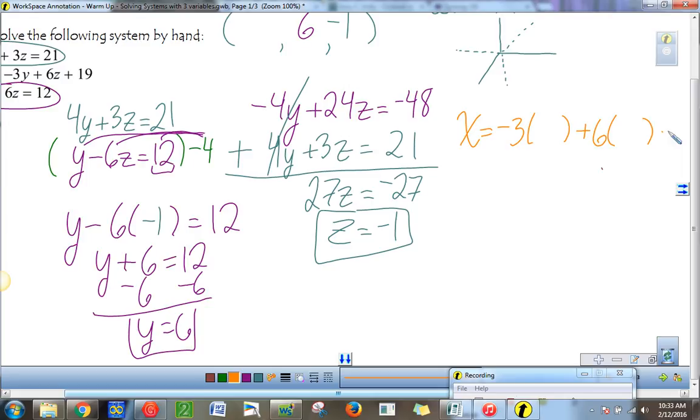X equals negative 7. Is it negative 7? Do you agree? Is he making stuff up? No. Great question.